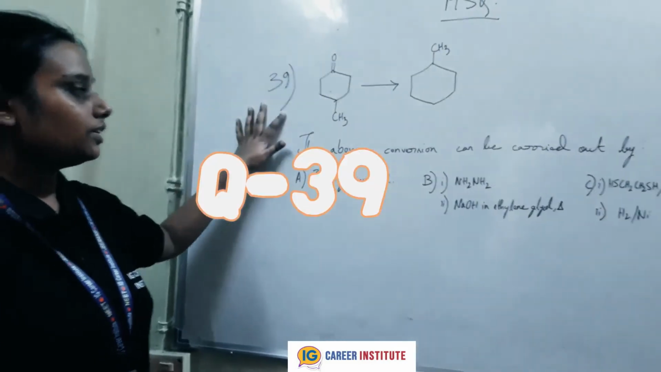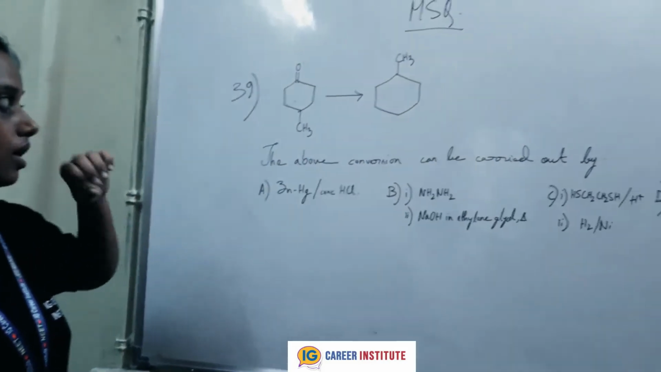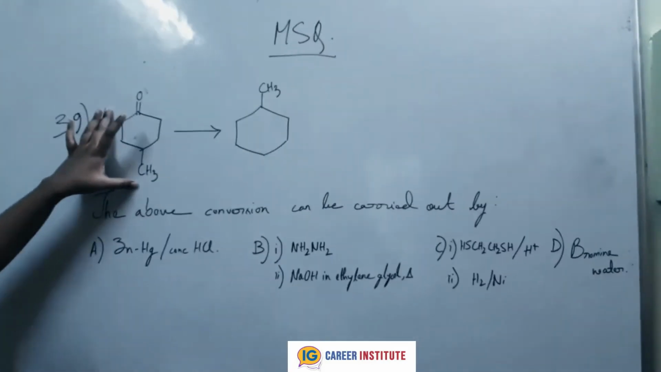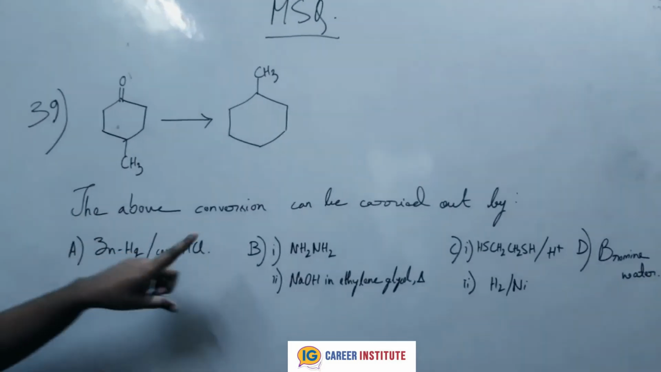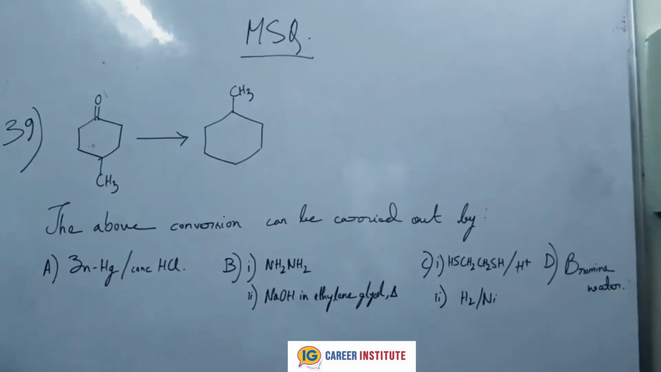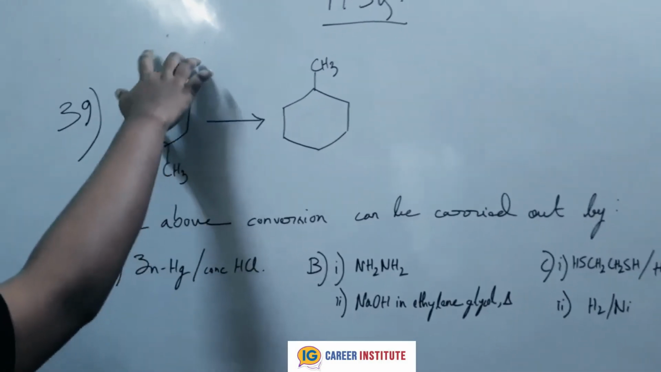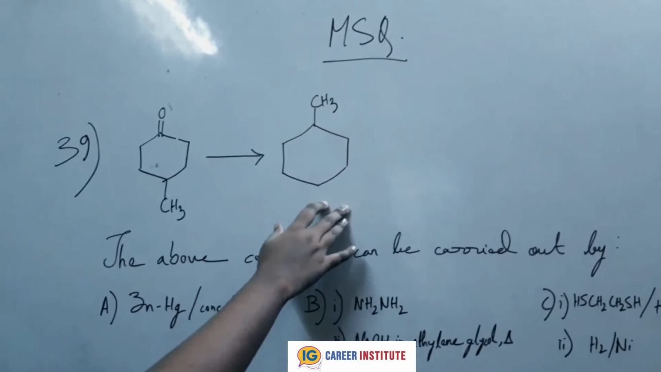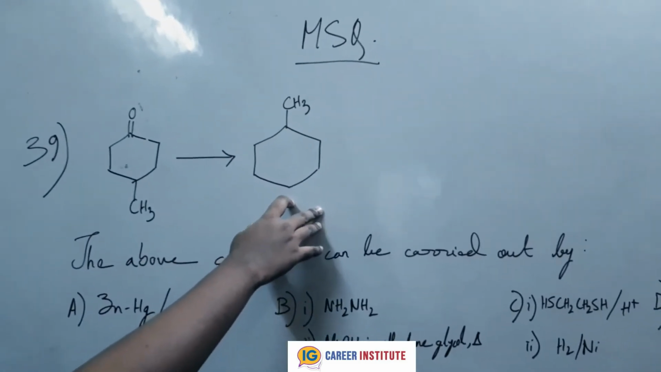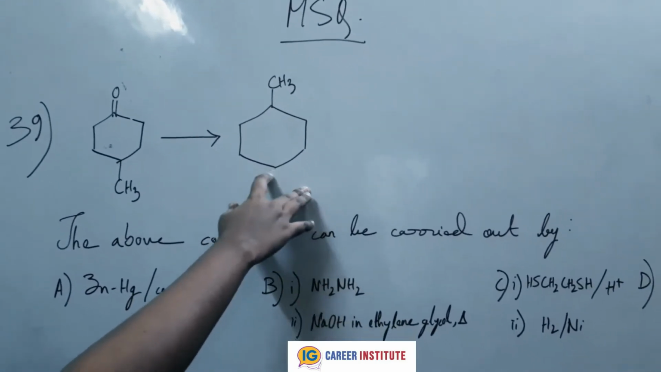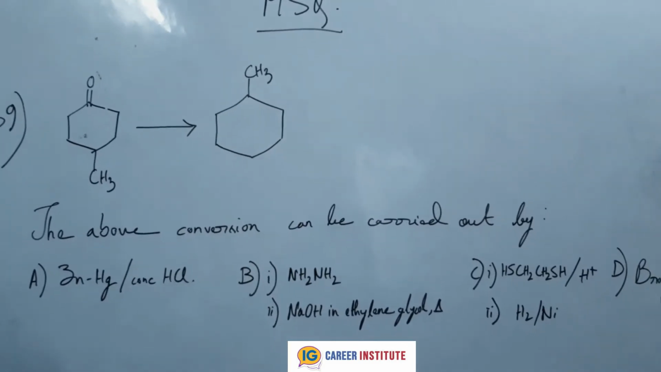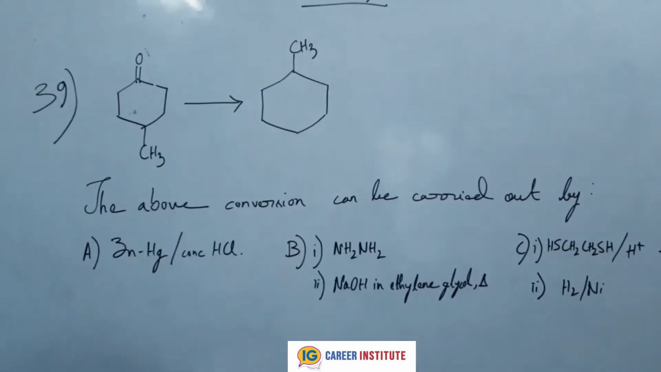So the next question, 39, also comes under MSQ. Basically here the reaction is given and you are asked by which of the conditions the above conversion can be carried out. Here we can see what's happening in this reaction. See, there is a double bonded O in the substrate, and in the product the double bonded O has been reduced and 2 hydrogens have taken its place. So basically a reduction reaction has taken place.